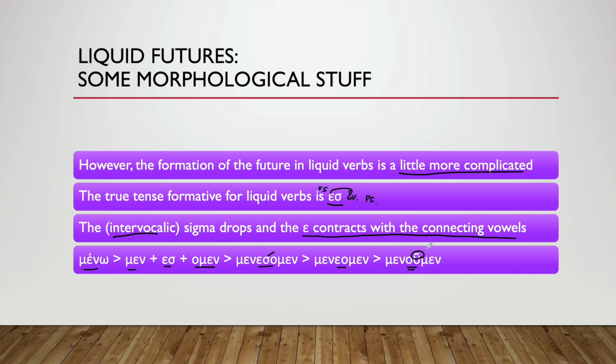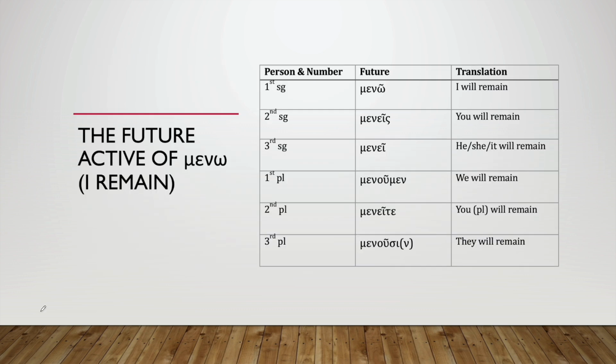That's very important to note because that is the marker, one of the key clues that you're dealing with a liquid verb in the future. You're going to see that circumflex accent everywhere where you see vowel contraction. So here is the future active of meno, which is I remain. Meno, menes, mene, menoumen, meneite, menousin. Now, what do you note here? These look very much like the present in form.